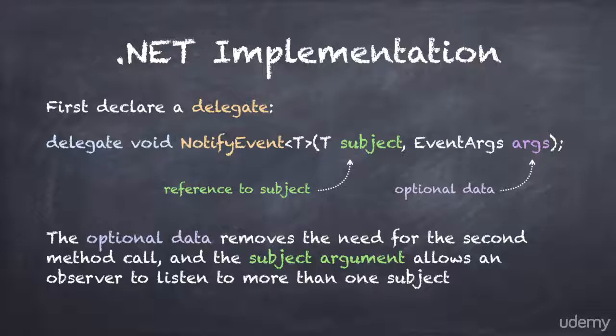To implement the observer pattern, the first thing you need to do is declare a delegate with the correct event signature, like this. The nice thing about this signature is that the first method argument clearly identifies the subject, so there is no need for the observer to keep a reference to the subject. And the second method argument is an optional data value. You can use this argument to store the subject state.